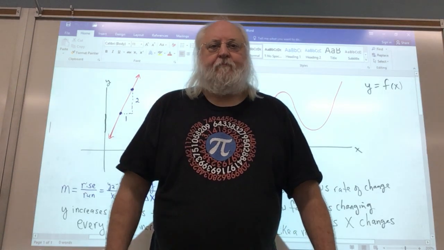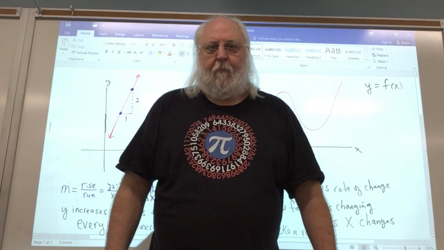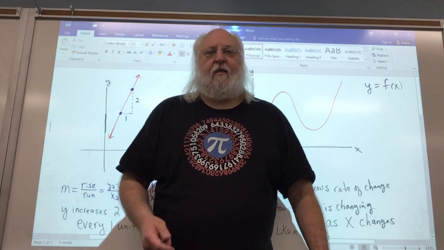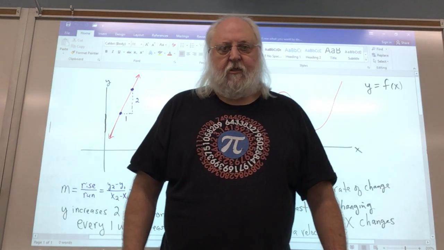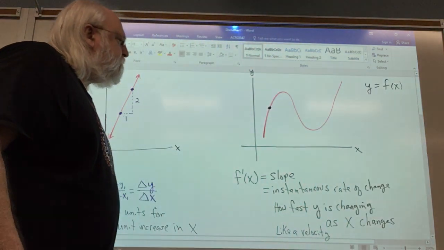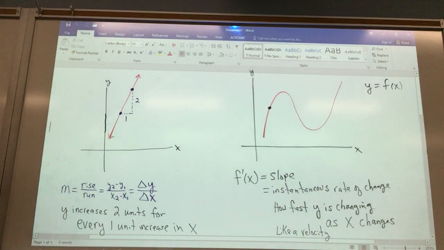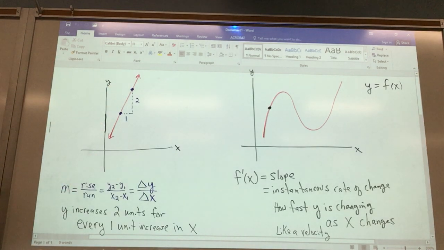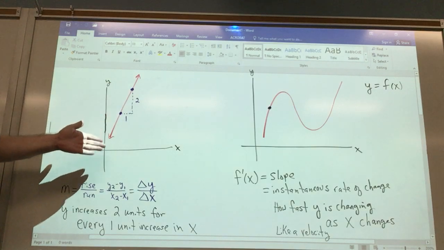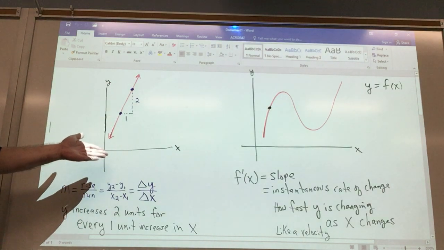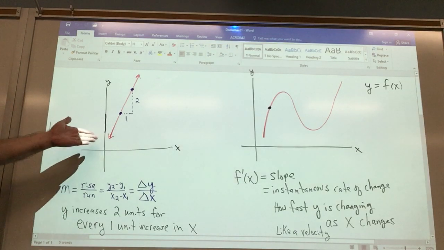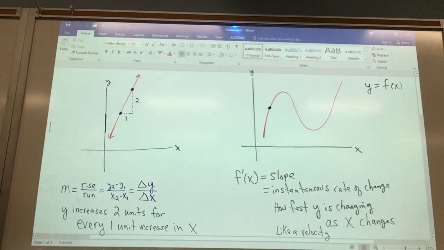Before we do that, I want to talk to you a little bit about interpreting slope in terms of rate of change. On the board here, I have drawn two graphs. The graph on the left is the graph of a straight line. And you know the slope of the line is the same at every point, right? Slope measures the steepness of the line, and we measure the steepness as rise over run.